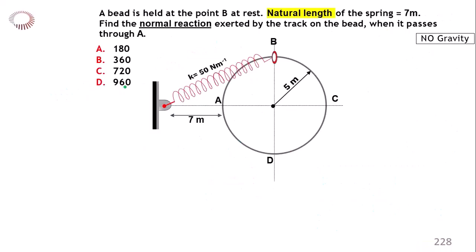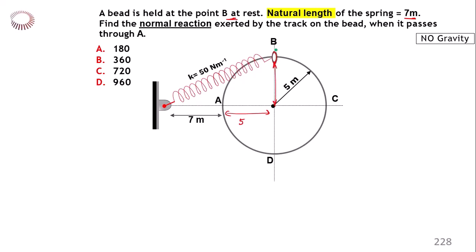Okay. So finally, there is another type of question where the spring comes into the picture. Let us say there is a bead which is held at a point B at rest. The natural length of the spring is given as 7 meters. Now all the information is given to you. So first calculate the length of the spring initially at point B. If this is 7, then this is also 5. So 7 plus 5, 12, and this is 5.